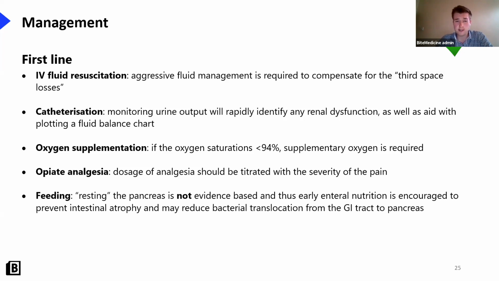And finally, feeding. So a little bit of controversy in the literature here, but resting the pancreas, so keeping a patient nil by mouth, is not evidence-based. And so actually encouraging eating where possible is favorable. It's thought to prevent intestinal atrophy and may reduce bacterial translocation from the gut to the pancreas, reducing that risk of infection as a complication of pancreatitis.